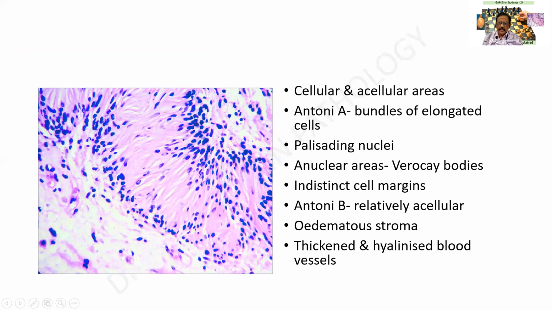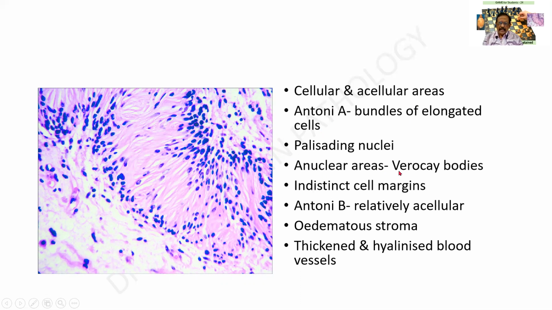So the description, this is what I would like you people to draw in your theory answers as well as the practicals. It shows cellular and acellular areas, Antoni A areas, where you find bundles of elongated cells. There is a palisading arrangement of the nuclei. Also seen are anuclear areas, and these are the Verocay bodies within. So this anuclear area is actually the cytoplasmic extension.